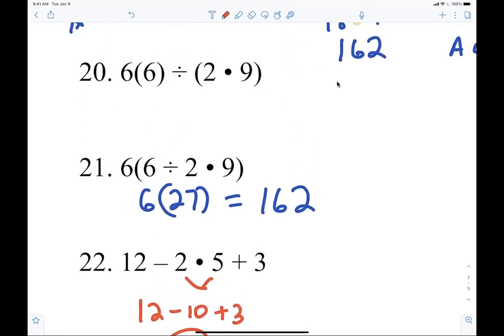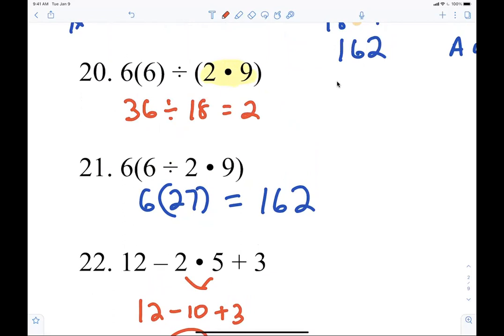I did 6 times 6 first, that's 36. And then divide 36 by 2. No. Now see, this is why I didn't want to trick you, because these are definitely in parentheses here. Oh. Yeah, you see what I mean? 6 times 6 is 36. 2 times 9 is 18. So you divide by 2, which is 2. Yes, I like that now.